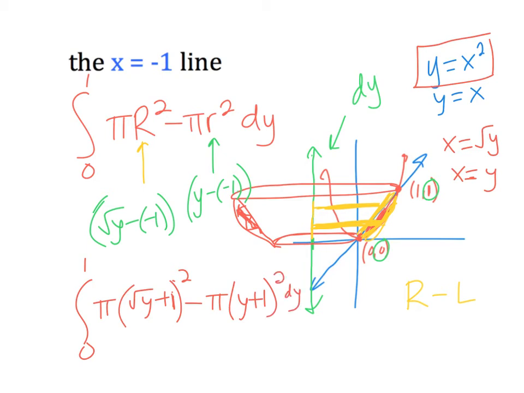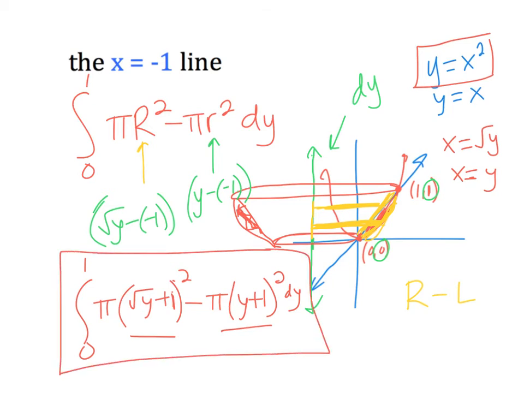If you had to fully work this out, again, you could factor out a pi. I would FOIL this out. You can still end up using the reverse power rule with these terms when you expand and collect like terms. But this would be the setup for rotating about the x equals -1 line.